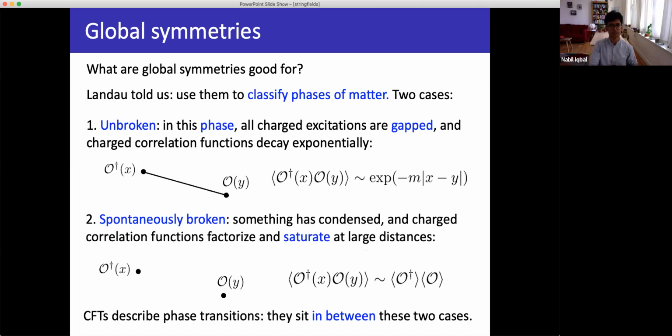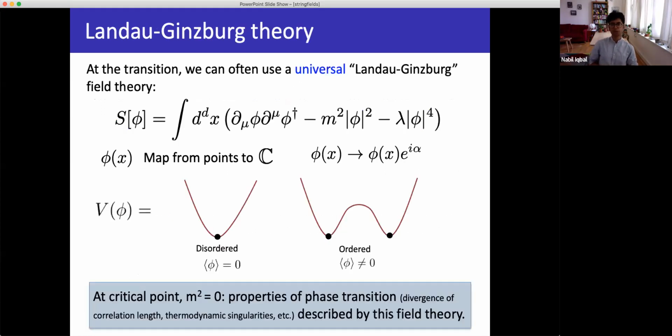Okay, very good. So now, if you care about the phase transition, there's a very useful thing you can do. What you can do at the phase transition point is you can often define a sort of universal Landau-Ginzburg type field theory to describe the transition. So how does this work? Well, the rule of the game is really the following. What you do is you introduce a sort of general order parameter field, okay, which I've called phi here. And the point is that phi transforms linearly under the symmetry.